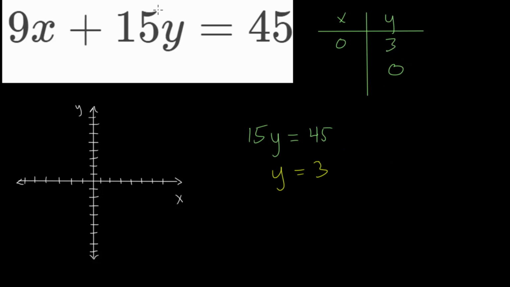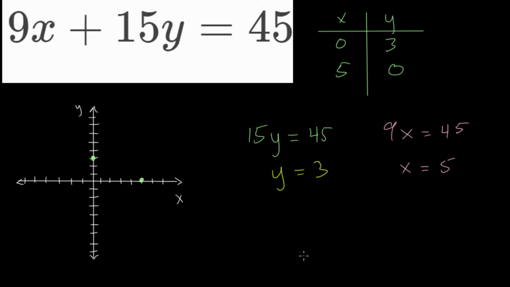Now, we can plug in y is 0, meaning that this term will vanish, and we'll get 9x is equal to 45. So let's do that right here. We get 9x is 45. And dividing each side of this equation by 9, we will get that x is equal to 5, which we can plug in right here. Now, let's plot these points. We have an x value of 0 and a y value of 3, and an x value of 5 and a y value of 0, and we can connect these with a line.